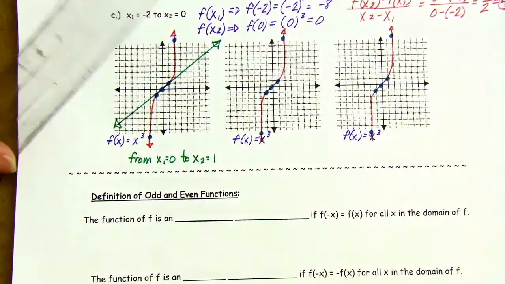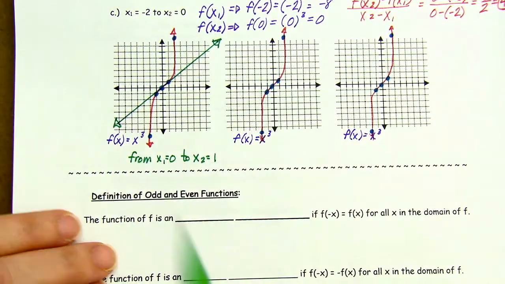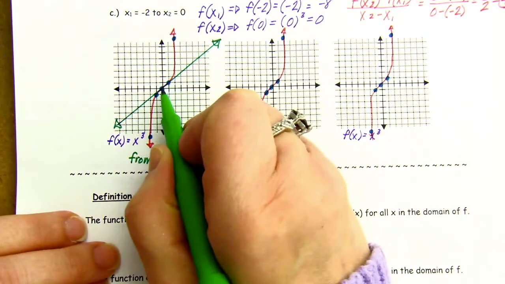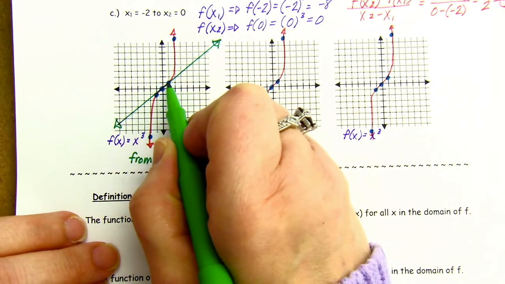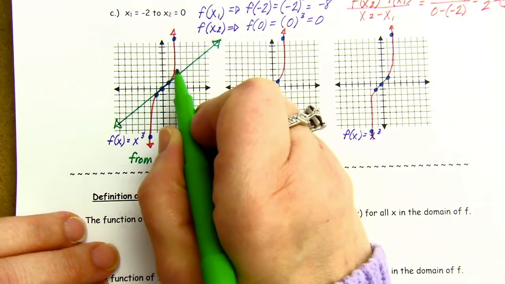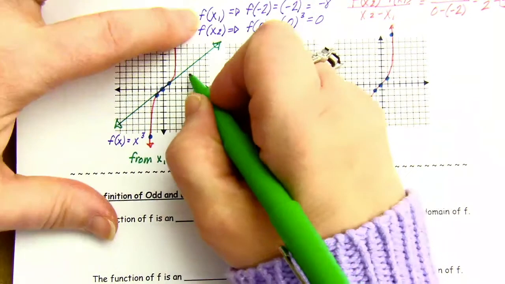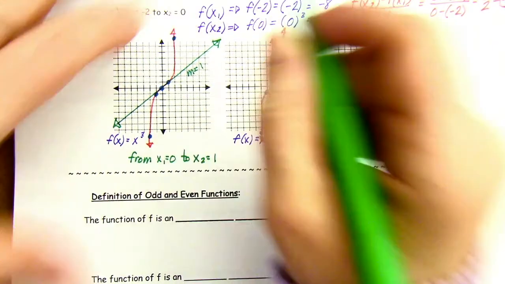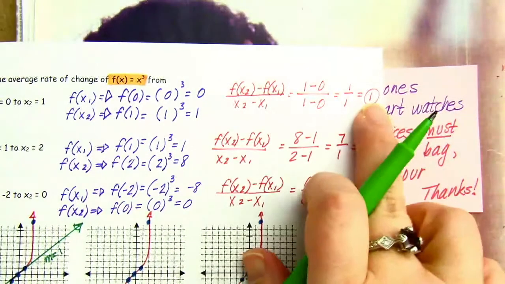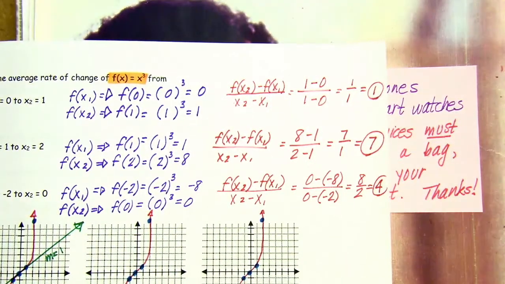And now I'm going to look at the slope of this line. From this point to this point, I rise 1 and run 1. Rise and run 1. Rise and run 1. So guess what? The slope of this is 1, which matches the algebraic computation of the slope of the secant line.